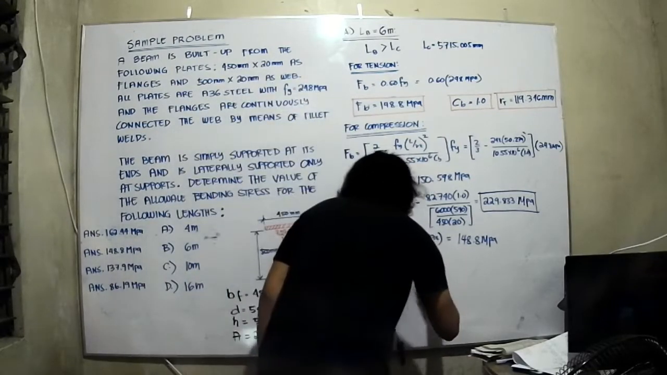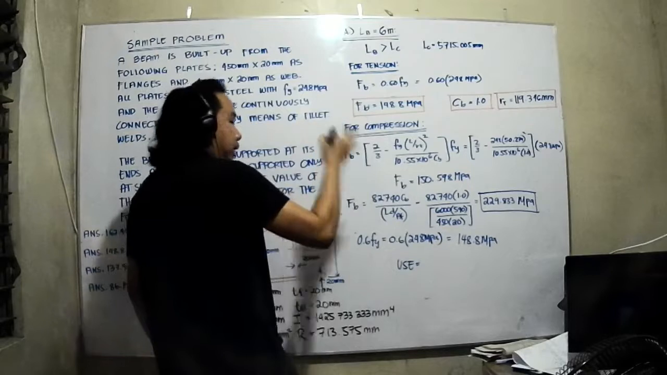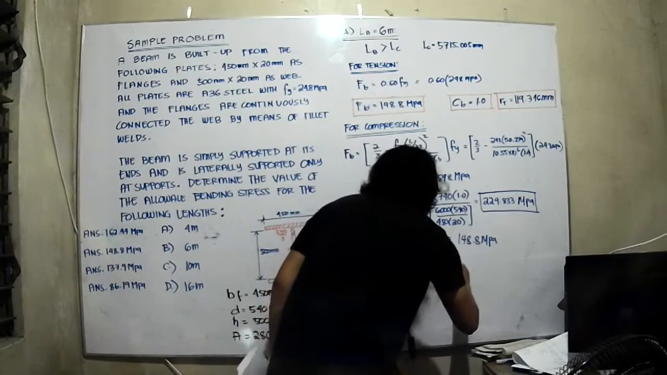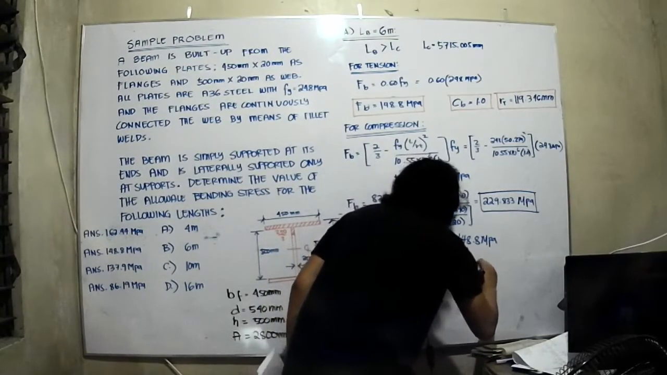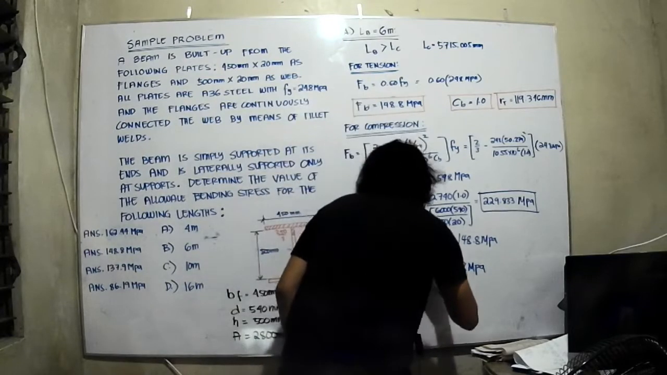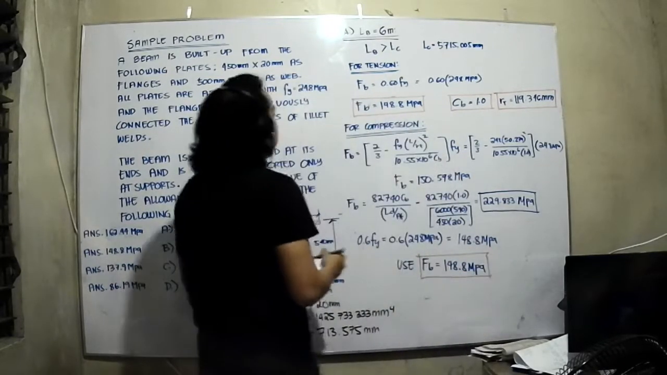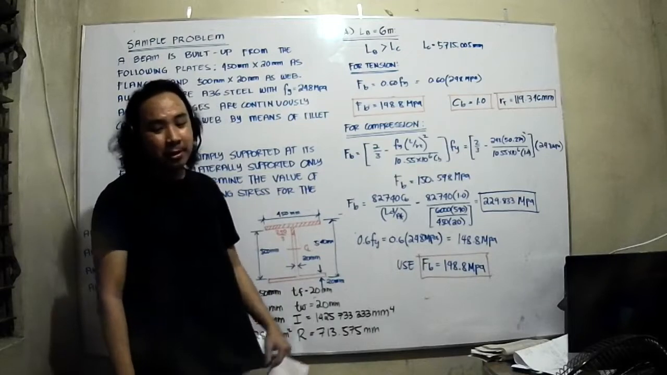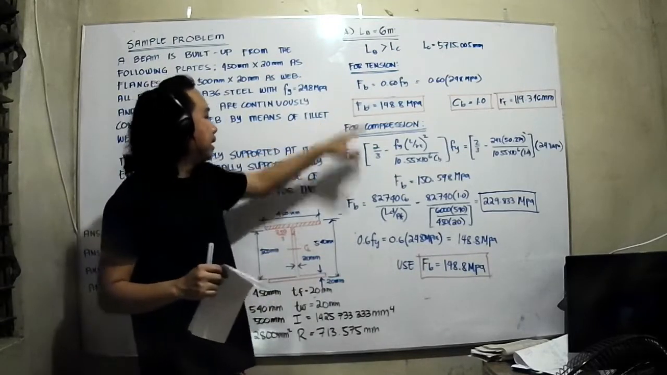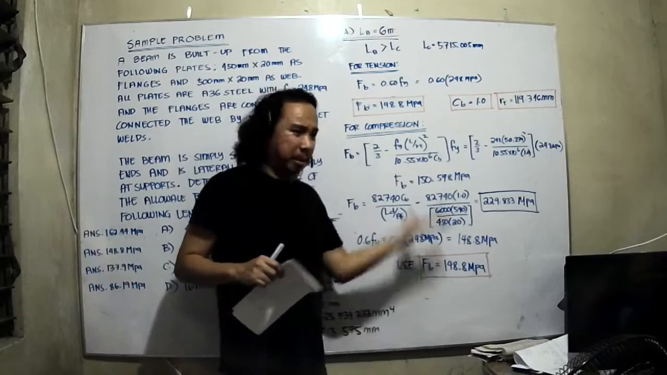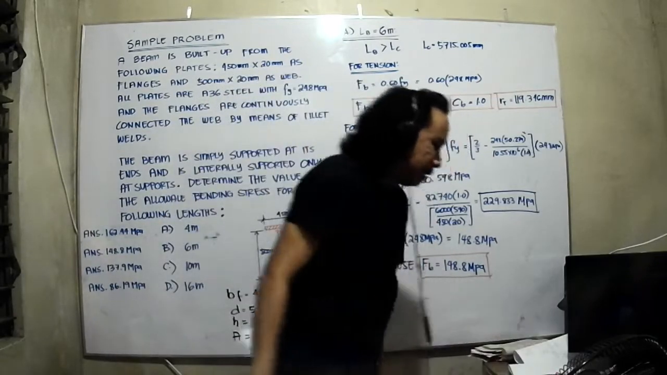So, in other words, even though we chose FB as such, we are to use FB is equal to 148.8 MPa. Same goes for the tension and compression limit. Usually we choose the smaller of the two, but we already found this, so it is this either way. No problem. Okay?